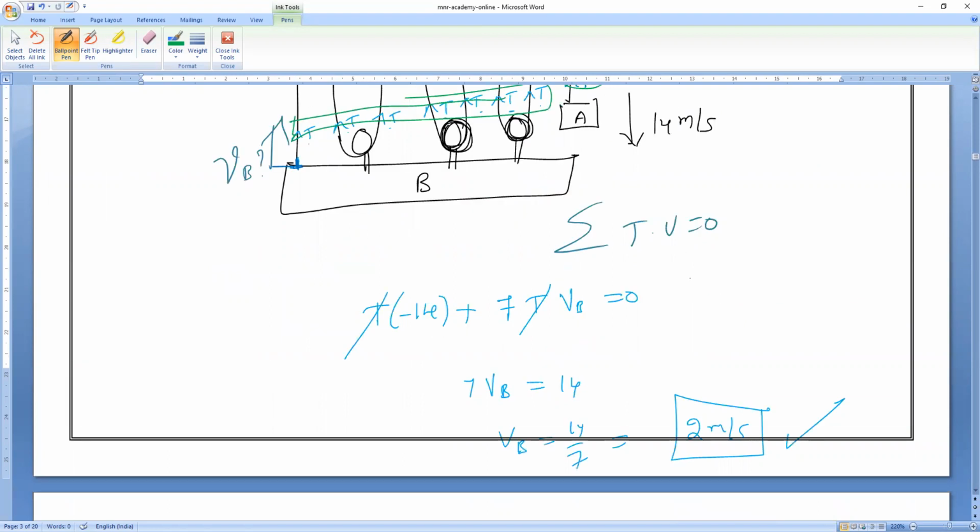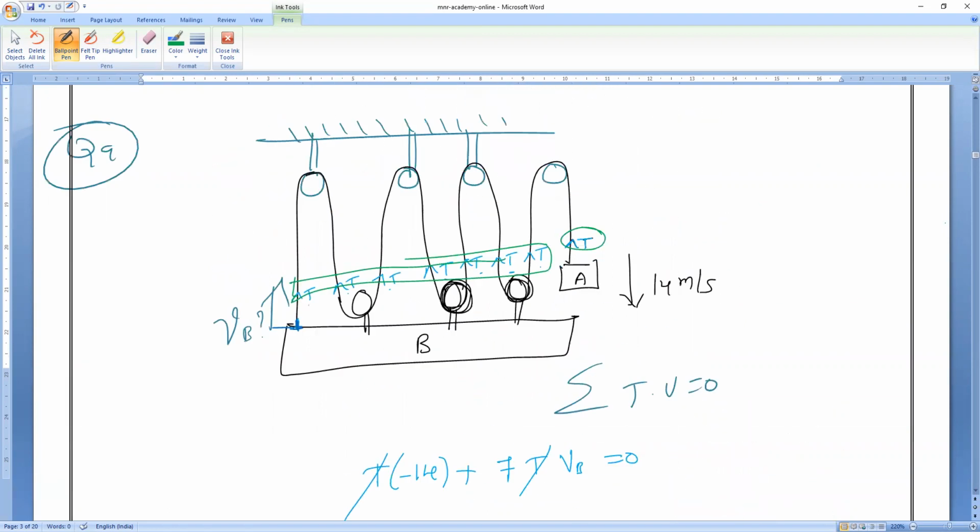Then object A, what will happen? Tension into minus 14. Why minus 14? Velocity is downward, tension is upward. So T into minus 14. And what is the angle? 180. So 180 angle means how much is it? Minus 1. So instead of taking minus 1 separately, I am taking T into minus 14. Okay, Kadir? Yes, sir.